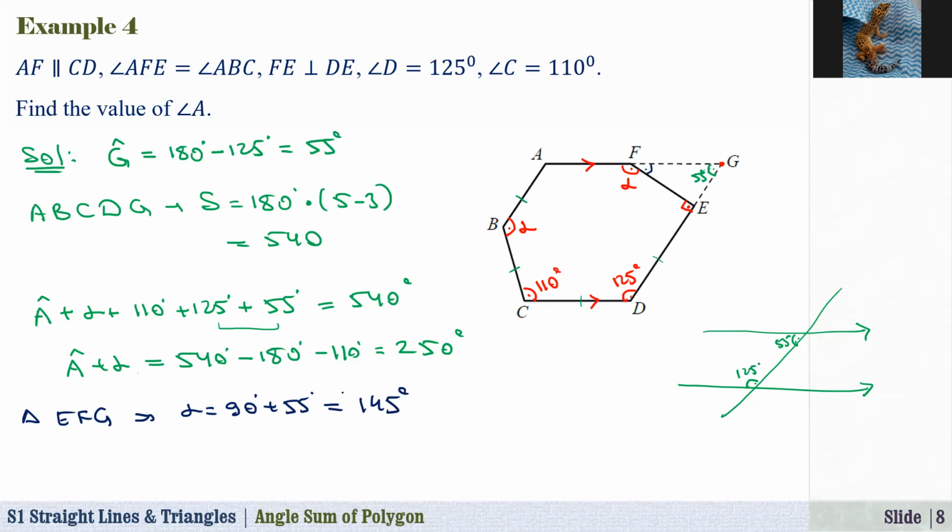Yeah, that's it. So now if I substitute this into this equation, then angle A plus alpha, that is 145 degrees. On the right hand side, we have 250. So from here, we can write angle A is equal to 250 minus 145, that's equal to 105 degrees.